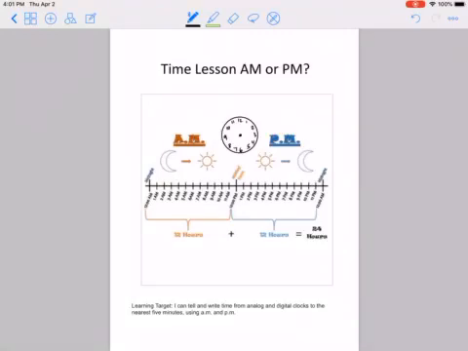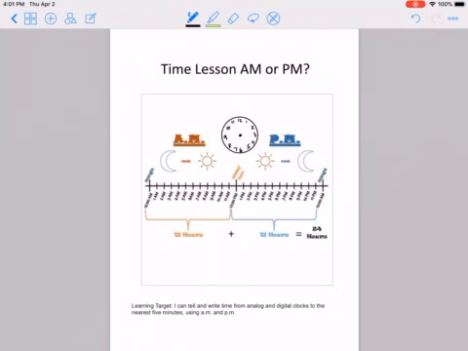Hello everyone. Today we are going to be working on a time lesson. We're going to be telling time, and then we're trying to determine if the time we're talking about in a given scenario happens in the AM or the PM, and I'm going to explain that to us.